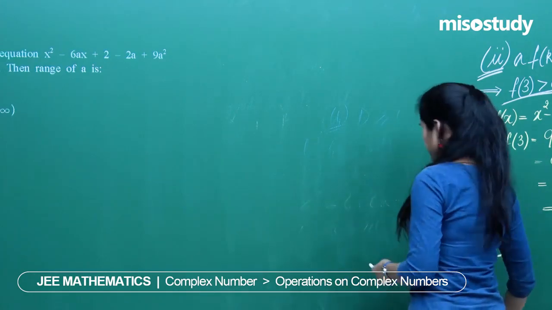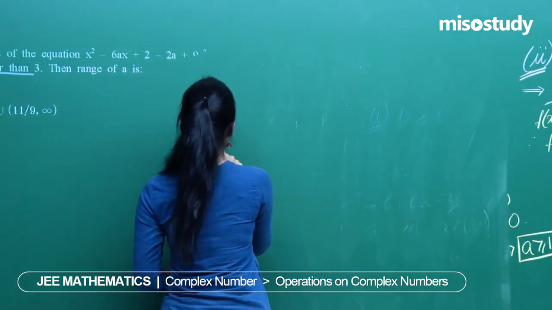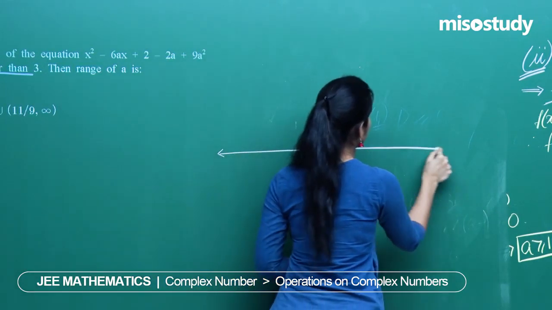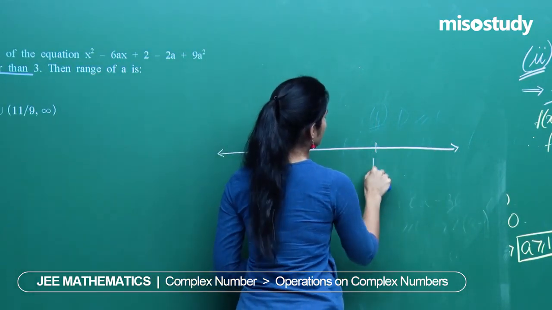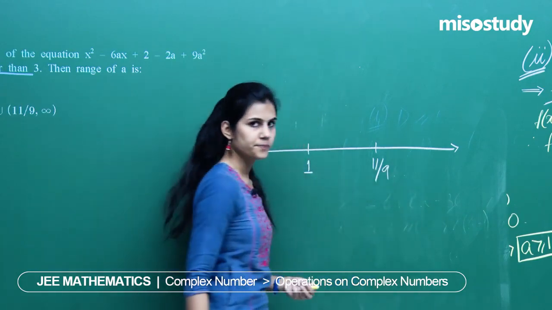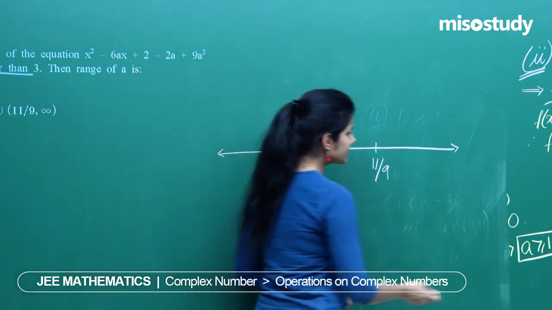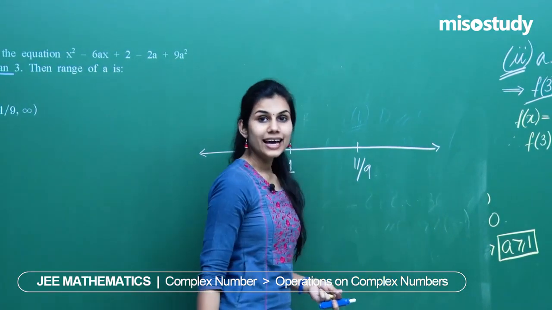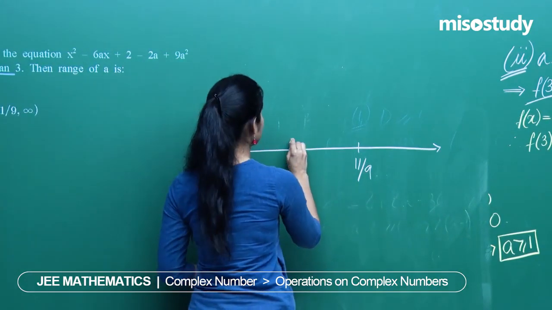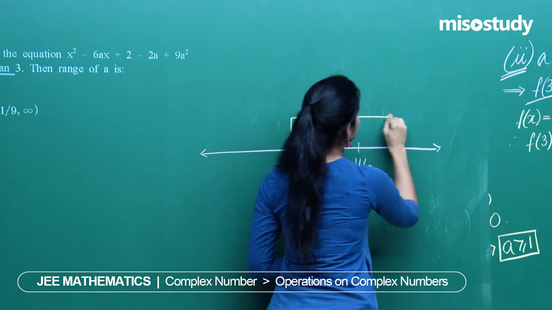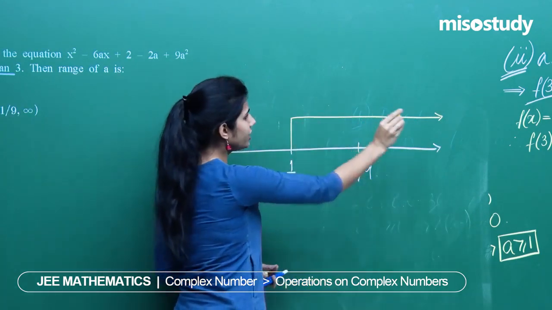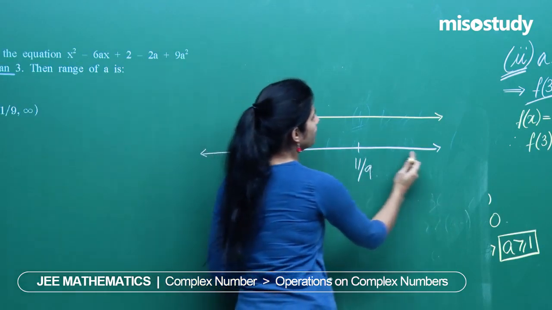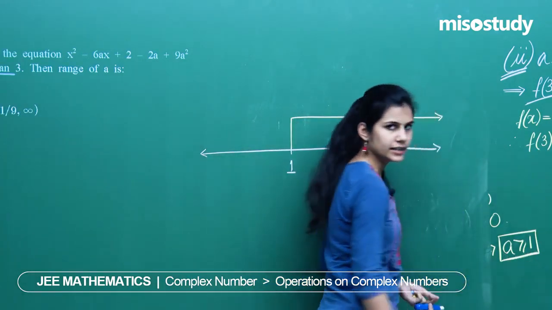So I have, if I talk about the number line, this is my 1 and this is suppose 11 by 9. Fine? First condition says a has to be greater than or equal to 1. So it can be either 1 or greater than 1. 1 is included, either 1 or greater than 1. This is the range of a's which is coming from the first condition.